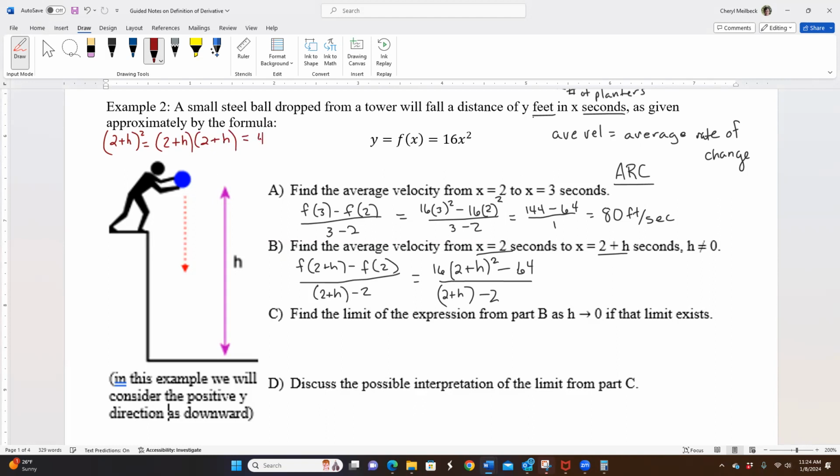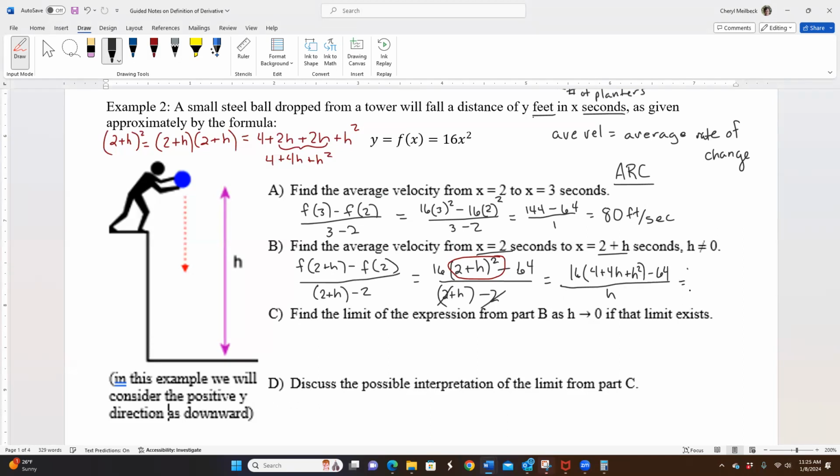So 2 times 2 gives me 4. 2 times h is 2h. And here we'd take h times 2, which is also 2h. And then h times h gives me h squared. Combining like terms, we're going to get 4 plus 4h plus h squared. So that's what this is. Going back to our calculation down here, we're going to write 16 times 4 plus 4h plus h squared, and then minus the 64 over. Now down here, 2 plus h minus 2, those 2s are going to cancel and just give us h.